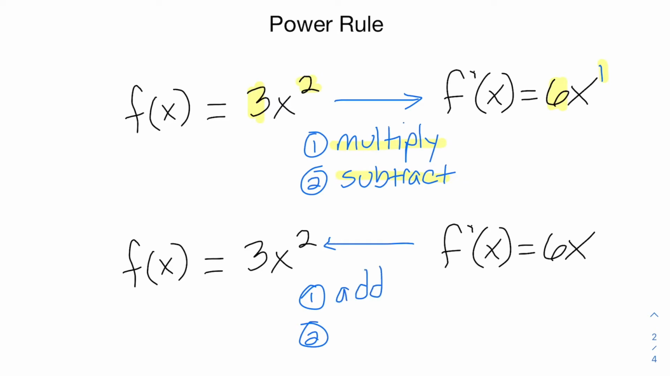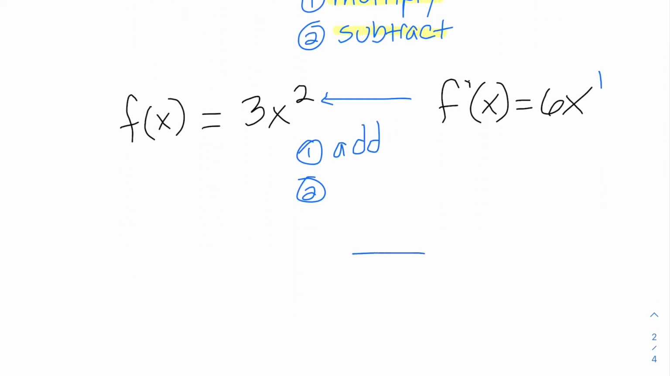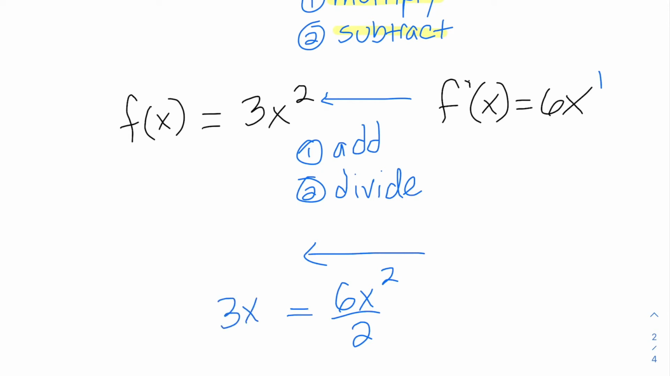So that means if we have 6x to the first, as we go in the reverse direction, first you're going to add 1 to the exponent. So that would give us 6x squared. And then you're going to divide by your new exponent. So when you divide by 2, 6x squared over 2 reduces to 3x squared.